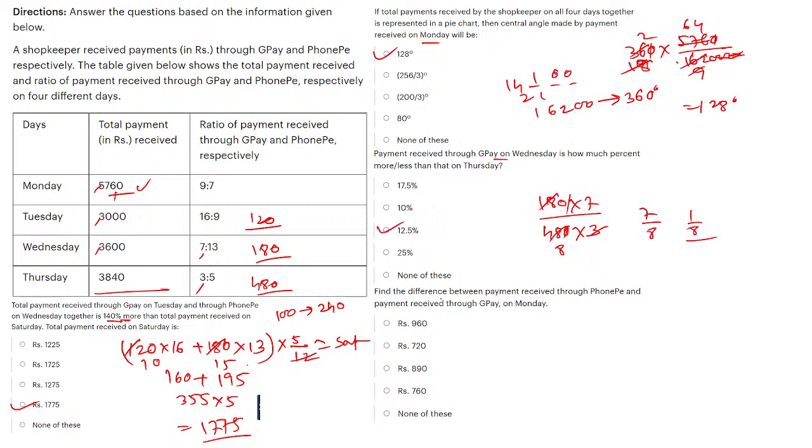Right. Find the difference between the payment received through Phone Pay and payment received from Google Pay on Monday. Difference. So this is 9 units Google Pay and 7 for Phone Pay, and the difference is 2 units. Now 1 unit is what? 5760 divided by 16. This is the 1 unit. 5760 divided by 16 and 2. This is 8, 8, 8, 2. So 720 rupees, right? Moving to next.